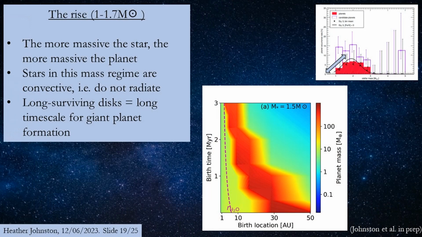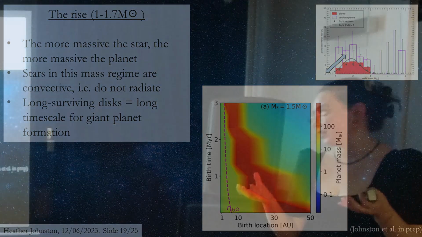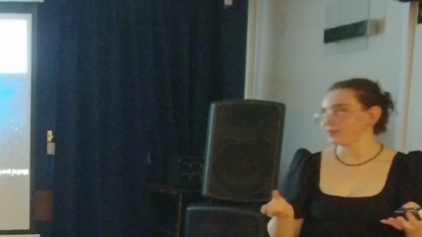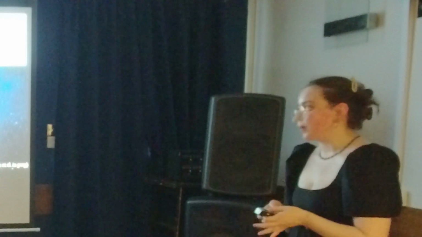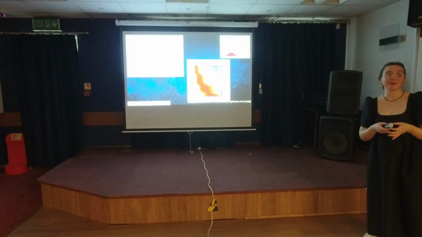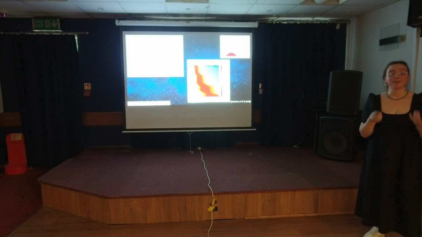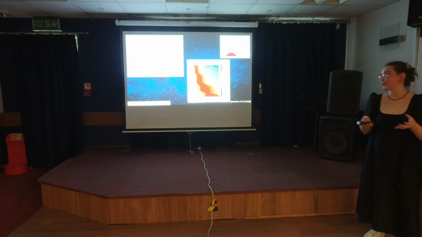So if we look at this part of the rise, we're looking at something that's in between this 1 and 1.7 mass peak. And in this regime, we're still thinking of the more massive the star, the more massive the planet, the more metals there are. And we have the caveat that stars in this regime are fully convective. They're still doing this boiling the kettle mechanism of losing heat, which is quite a nice way to retain heat in the system. And the most important part about this is that the disks survive for a very long time. We see stars that have disks that are like 10 million years old, which is a really long time for a disk to survive for.